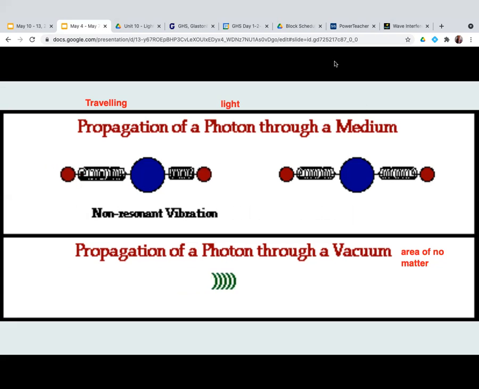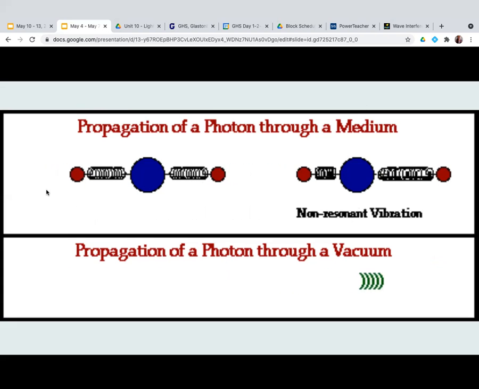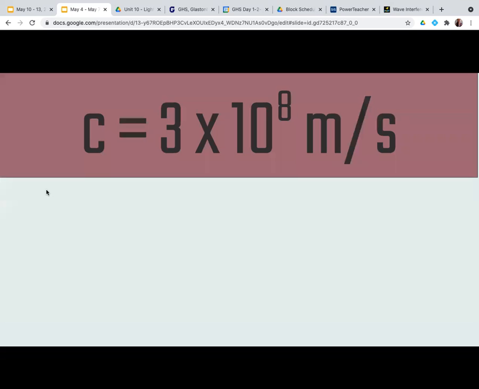All right. So if there's nothing in the way, the speed of light is special. If there's nothing in the way, the speed of light is so special, it gets its own symbol. It's lowercase c.